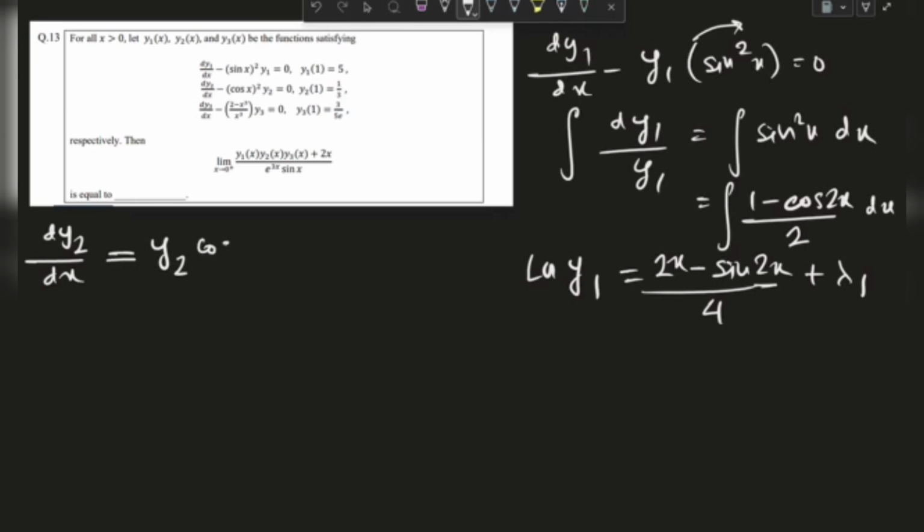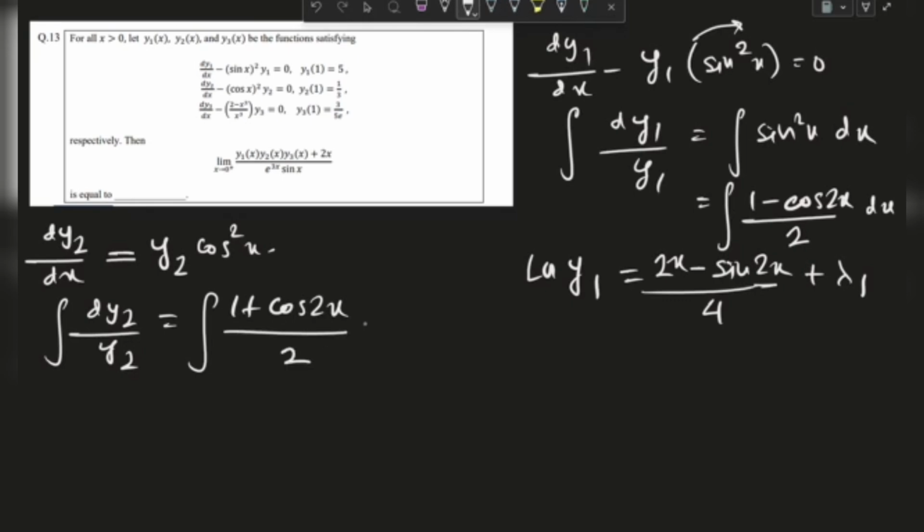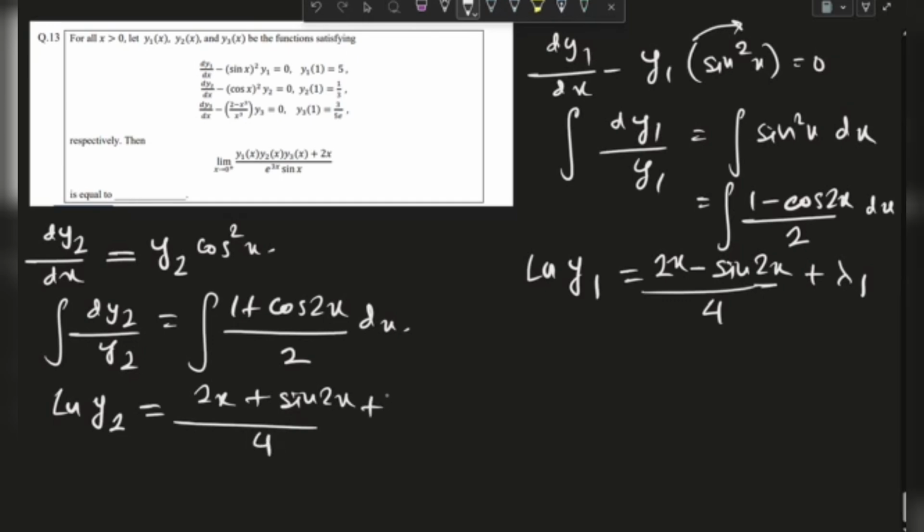so this will become integral dy2 by y2 equals integral, we can write cos square x as 1 plus cos 2x by 2 dx, so the result will be ln y2 equals 2x plus sine 2x divided by 4 plus some lambda 2.